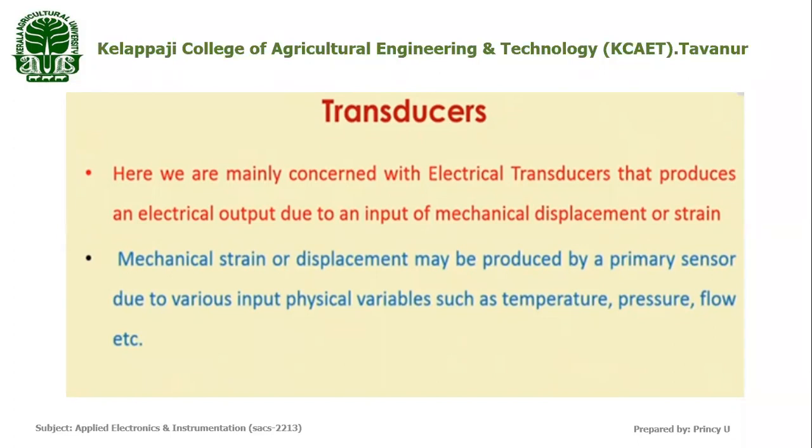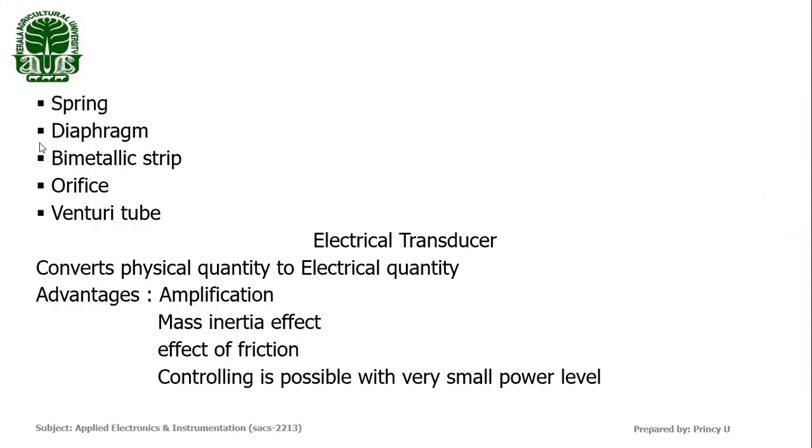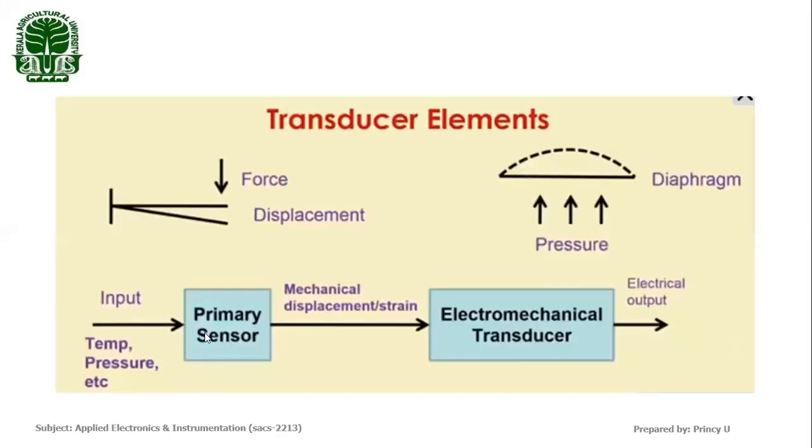The input of this electrical transducer is produced by a primary sensor. Primary sensors are of different types; mainly spring, diaphragm, bimetallic strip, orifice, and venturi tube type instruments are used as primary sensors to produce a mechanical displacement or strain. The input to be measured may be pressure, temperature, level, or anything. That physical parameter is changed into a displacement by using instruments like these, and the output of the primary sensor is given to our electrical transducer.